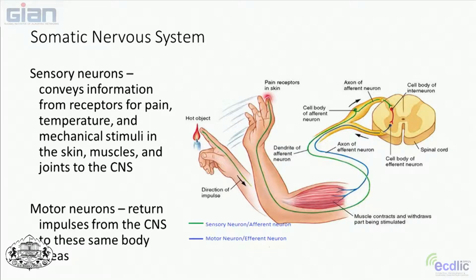So here's just an example of what would happen if you touch a hot object. Basically your sensory neurons convey information from the receptors for pain, temperature, and things like that. So if you touch something hot, there's an automatic pulse that's sent up into your central nervous system, and immediately it activates your motor neurons to pull your finger back. And you know this happens very, very quickly. If it didn't, we probably would be in trouble. And again, the motor neurons return these impulses, and they're the ones that help us to react to our environment.